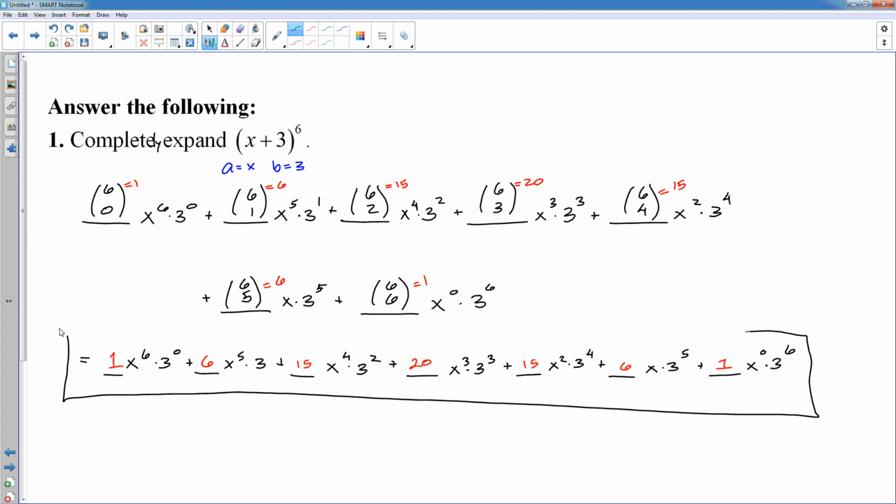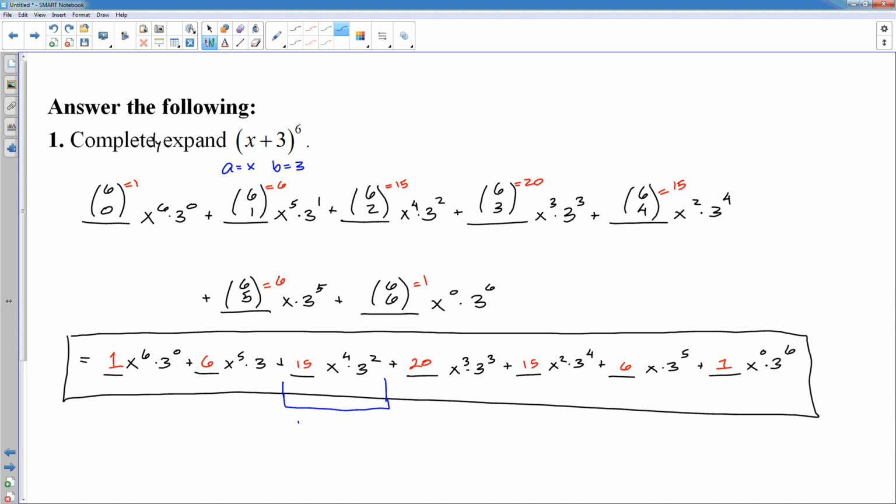And this is where I may be different than some other teachers. If you are completely expanding something, meaning I want you to write every single term, I'm okay if you don't simplify these. What I mean by that is, for example, if I pulled out this term right here, 15 times x to the 4th times 3 squared, I could write that as 15 times x to the 4th. 3 squared ends up being 9, and 15 times 9 is 135. So that term individually cleans up to 135 x to the 4th.